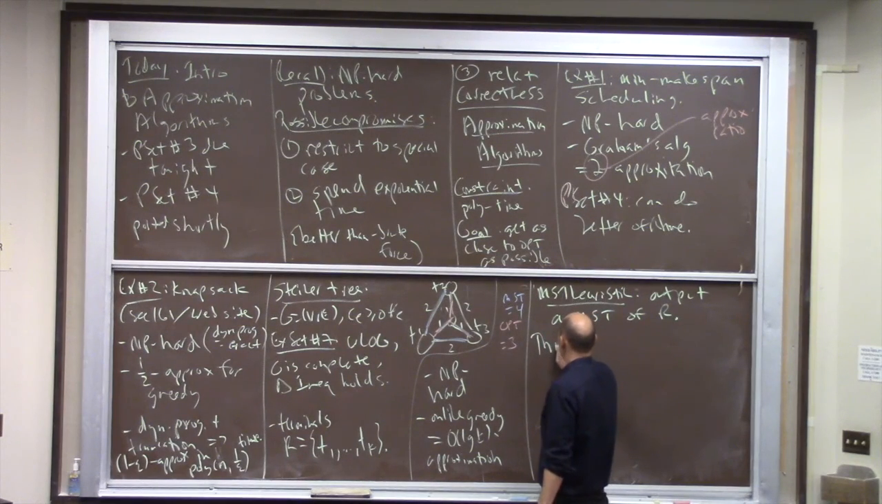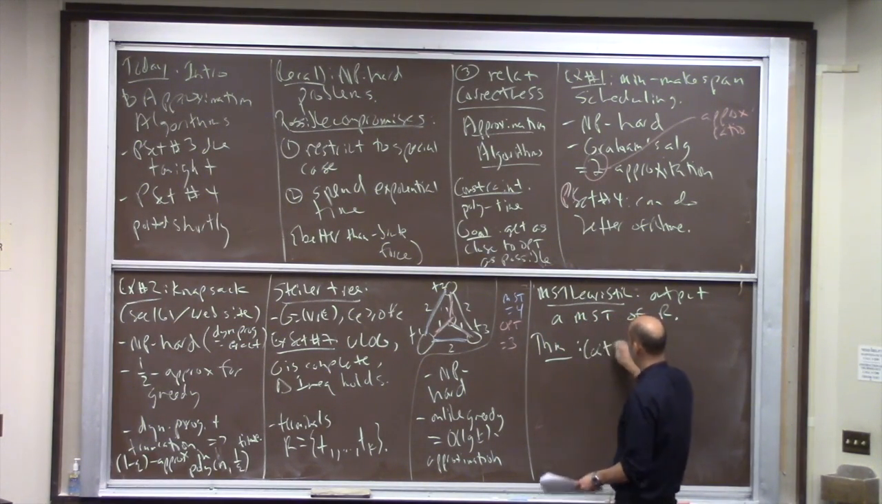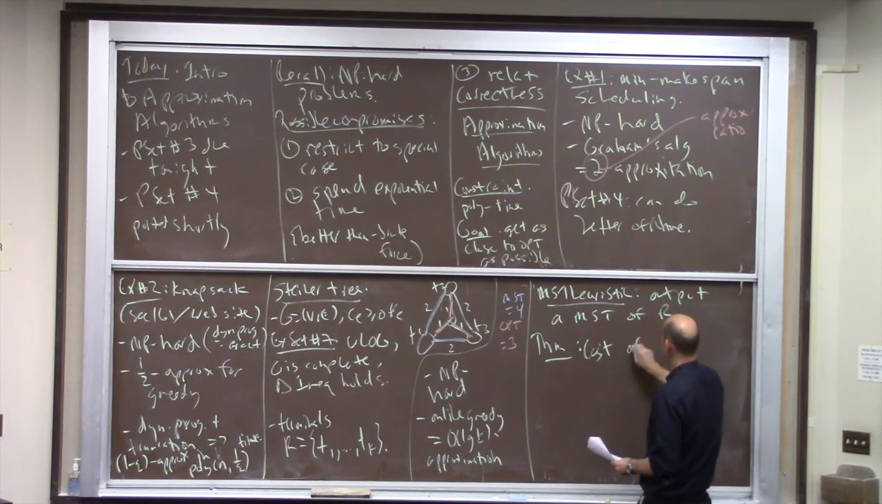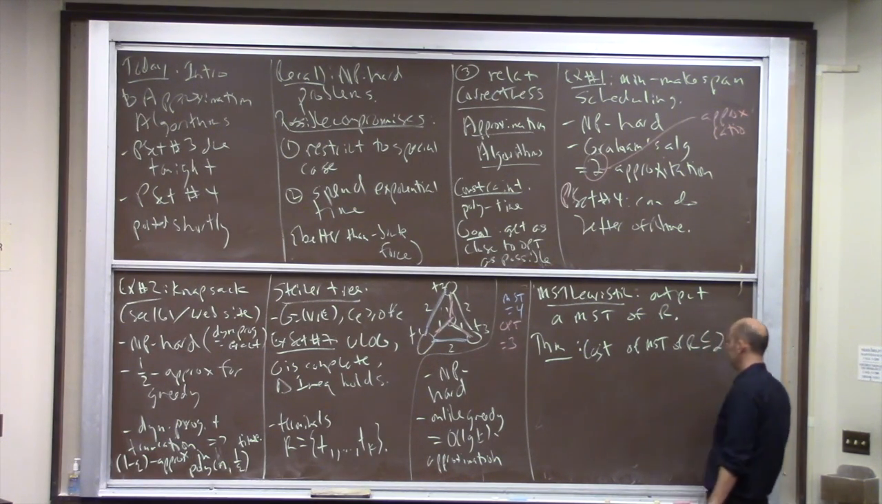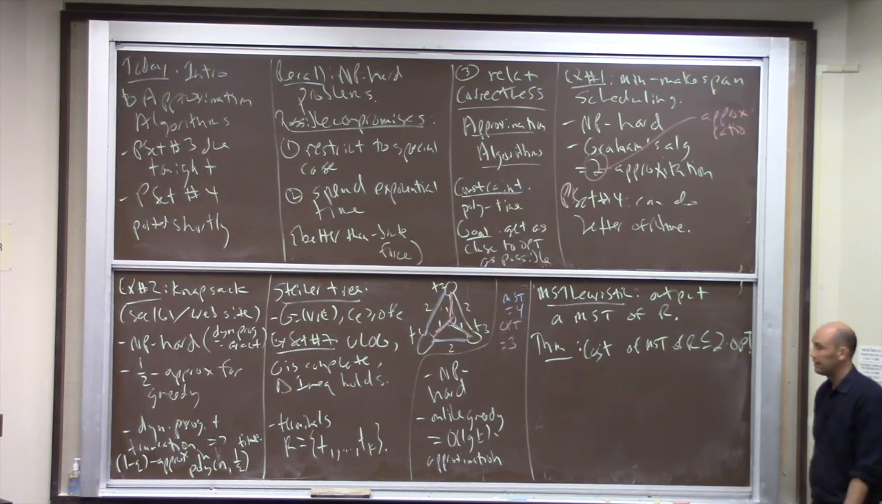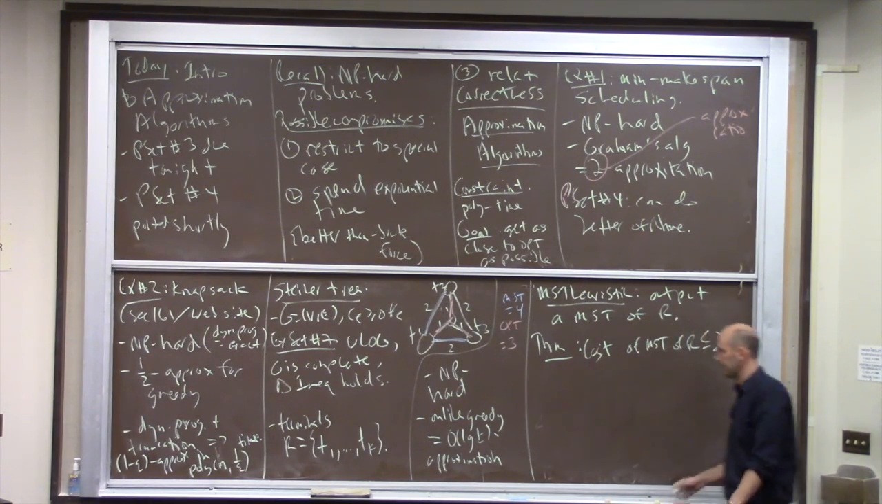And that's going to be tight in the following sense. The cost of the MST of R is at most twice the cost of the optimal Steiner tree. So in other words, the MST heuristic is a 2 approximation algorithm for the offline Steiner tree problem. Obviously blowing away the log k approximation we get from greedy, except for super small k.